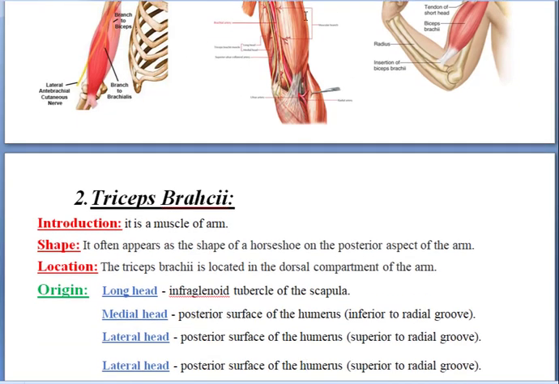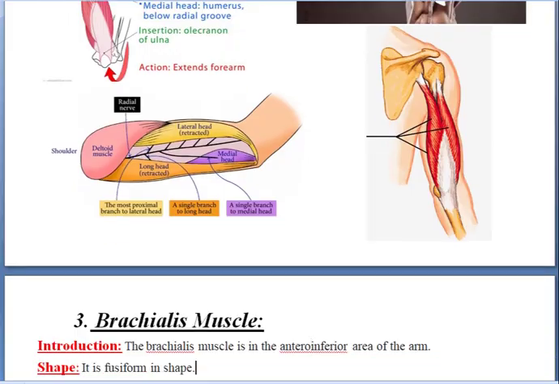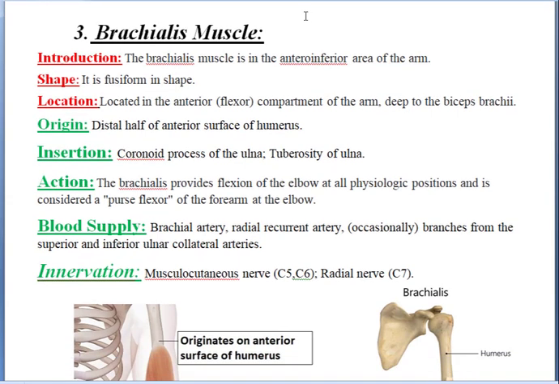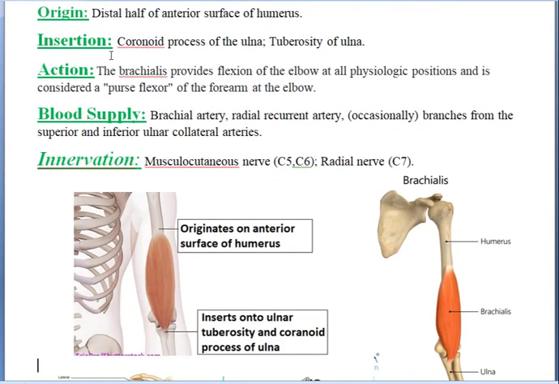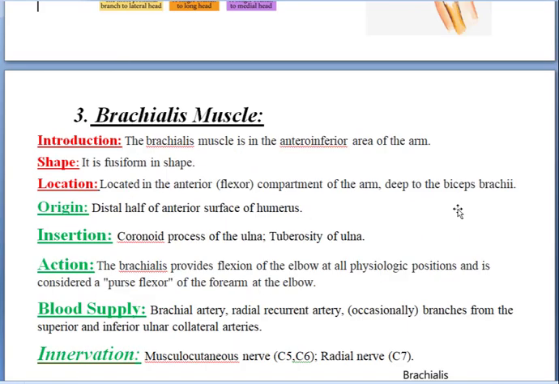Now the next muscle in the anterior compartment is the brachialis muscle. I will not discuss the posterior compartment muscle. I will discuss the triceps muscle in the next lecture. The brachialis muscle you can see here. It's a very short muscle. It is located anterior to the humerus bone.